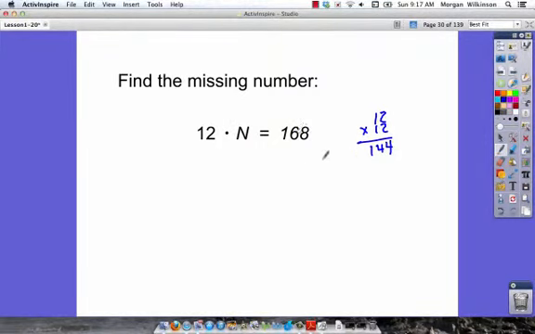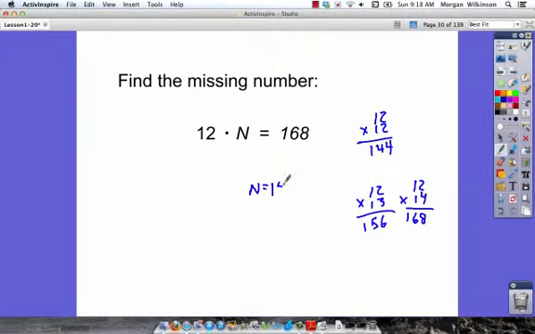Now when we do this, we could say 12 times 13 is just 144 plus 12 more, so that must be 156. And then 12 times 14 must be 12 more than 156, which would be 168. So our answer, n, must be equal to 14.